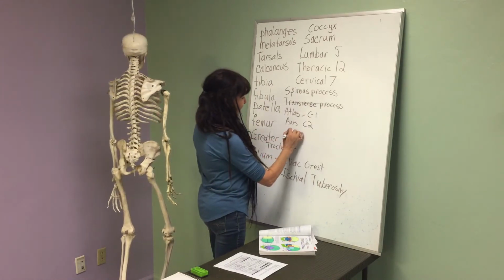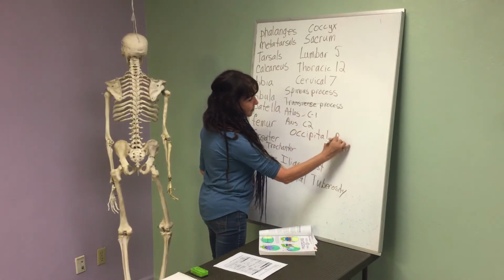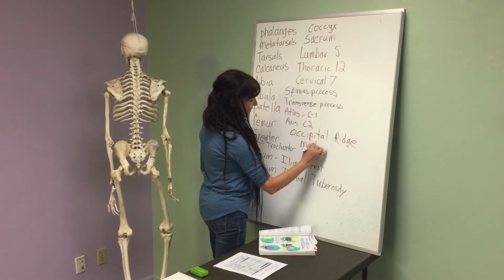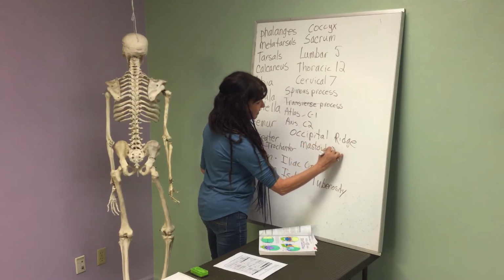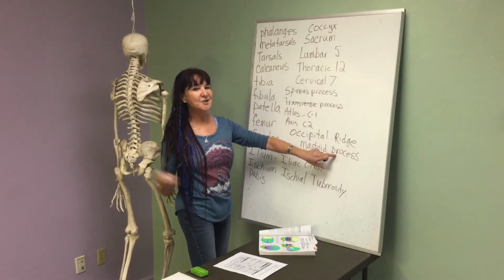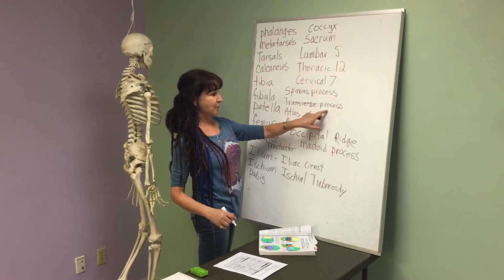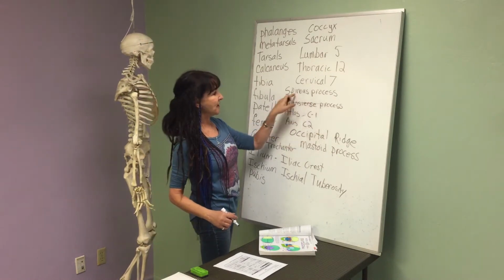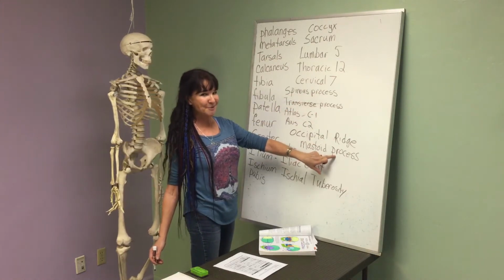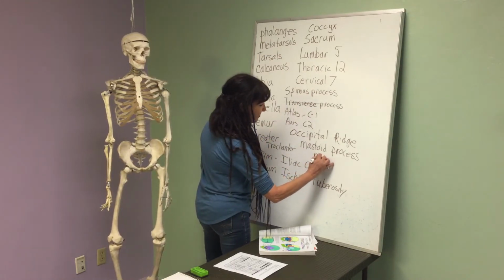You have occipital ridge, you have mastoid process. Oh, that's that word process again. Anatomy has a lot of words that mean bump. If it's a process, it's a bump. A transverse process is a transverse bump, spinous process, spinous bump, mastoid process, mastoid bump. Then your lower jawbone is called your mandible.